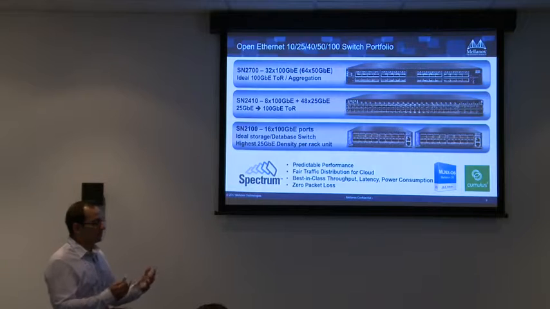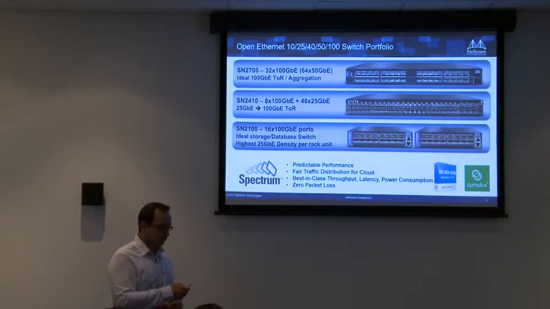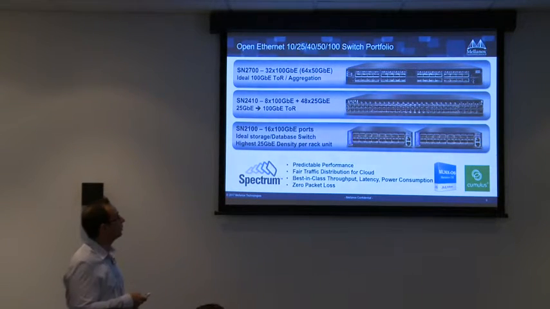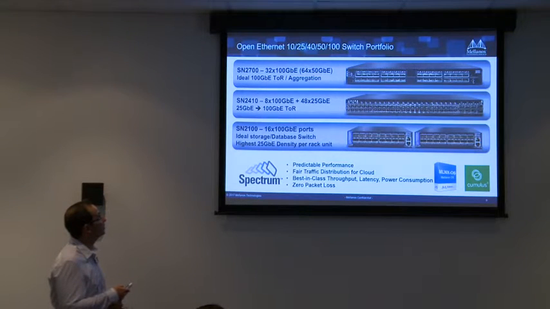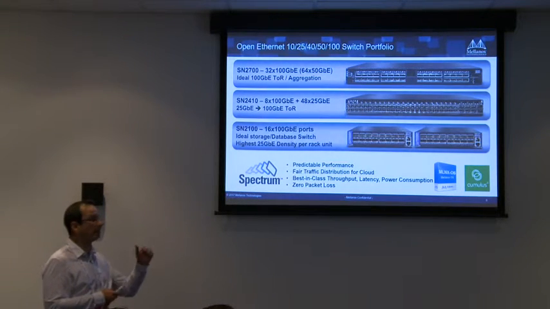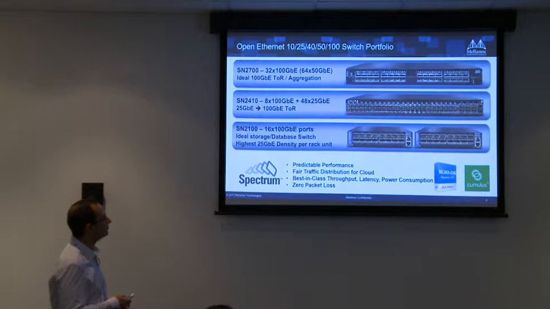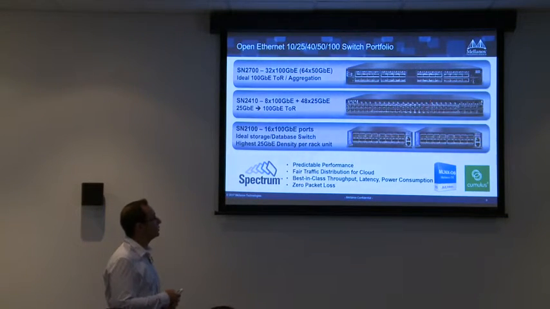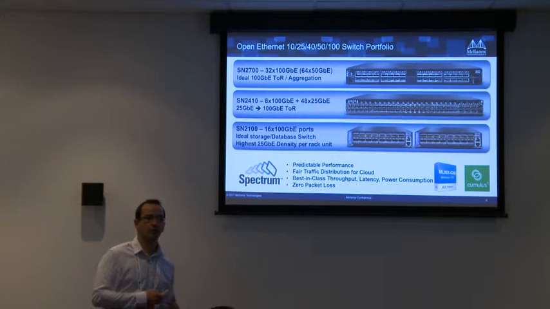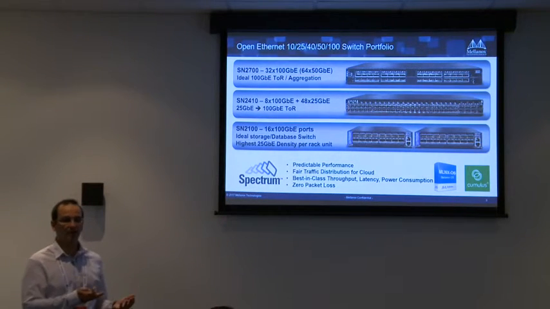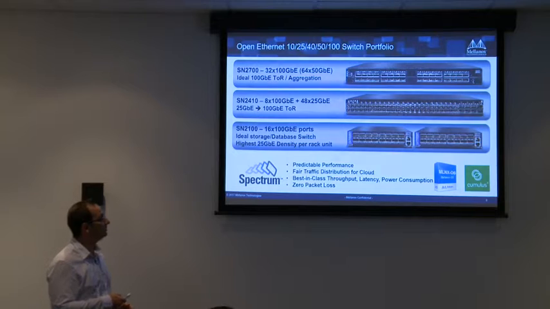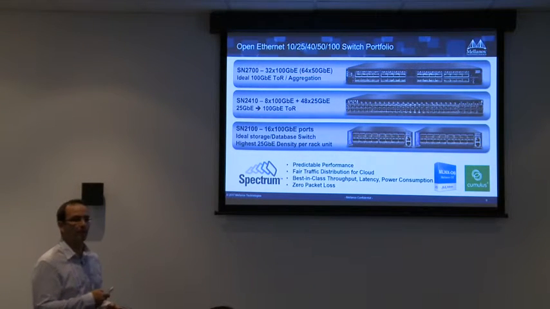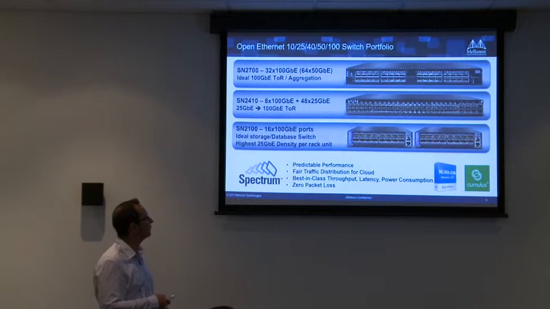In our leaf spine design that we are recommending, usually we'll see the 2700, which is 32 ports of 100 gigabit, as a spine level, an aggregation level switch. As top of rack, we have two options. One is called the 2410, which is a traditional top of rack: 48 ports of 10 or 25 gigabit, and 8, not 6, not 4, 8 uplinks of 100 gigabit.